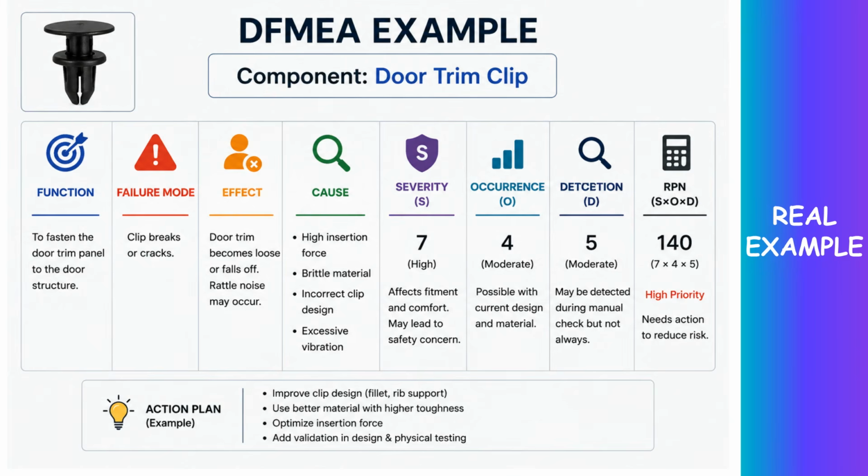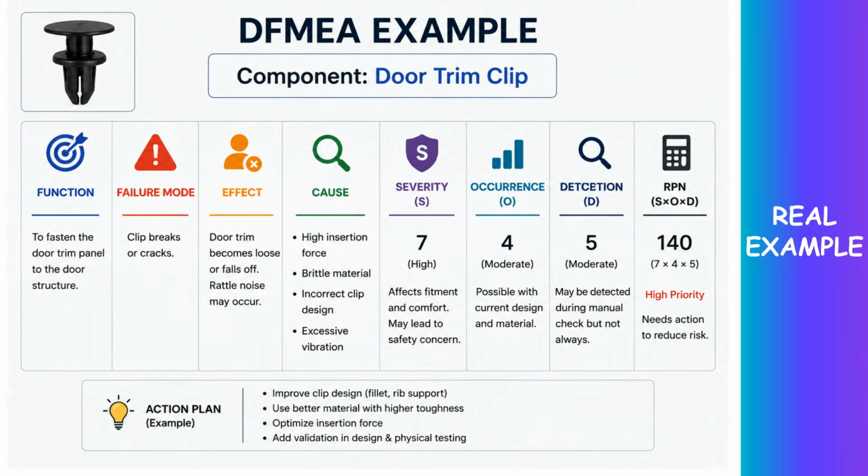Now, what can fail? The clip can crack or break. That is the failure mode. What happens if it fails? The door trim becomes loose, creates rattling noise, or may even fall off partially. That becomes the effect. Now, what could cause this failure? Possible causes may include high insertion force, weak material, incorrect clip geometry, or excessive vibration.